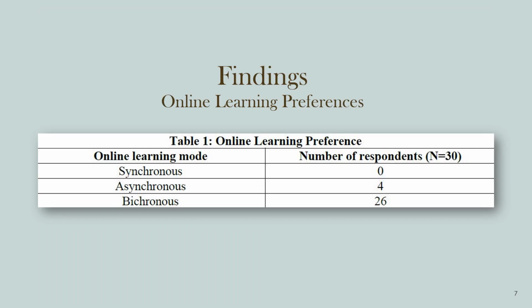Moving on to findings. Descriptive analysis was utilized for the quantitative data yielded from items 3 to 18 as frequency counts. In terms of online learning preferences, Table 1 reveals that most of the respondents, which is 26 of them, opted for bichronous online learning, while 4 respondents went for asynchronous online learning, and none of them favored synchronous mode.